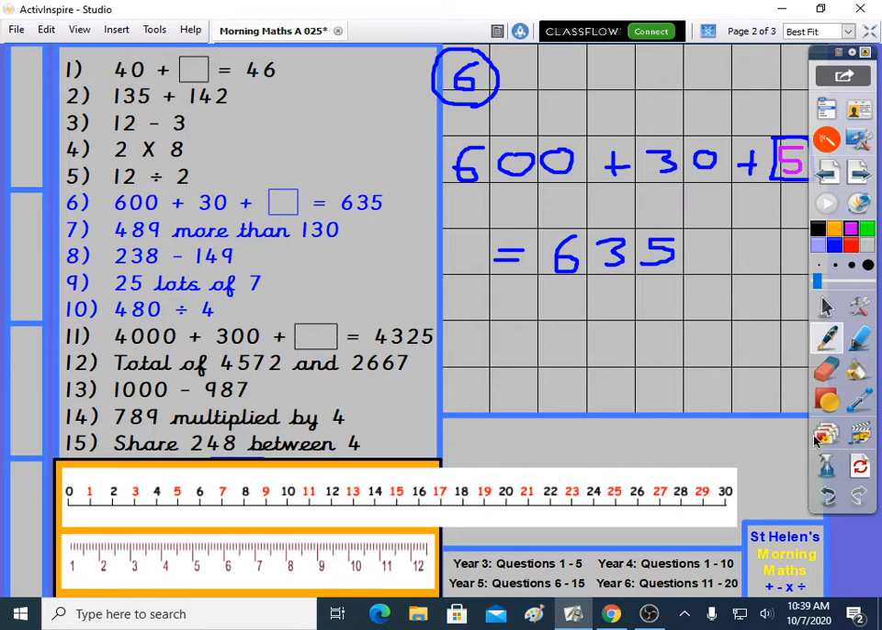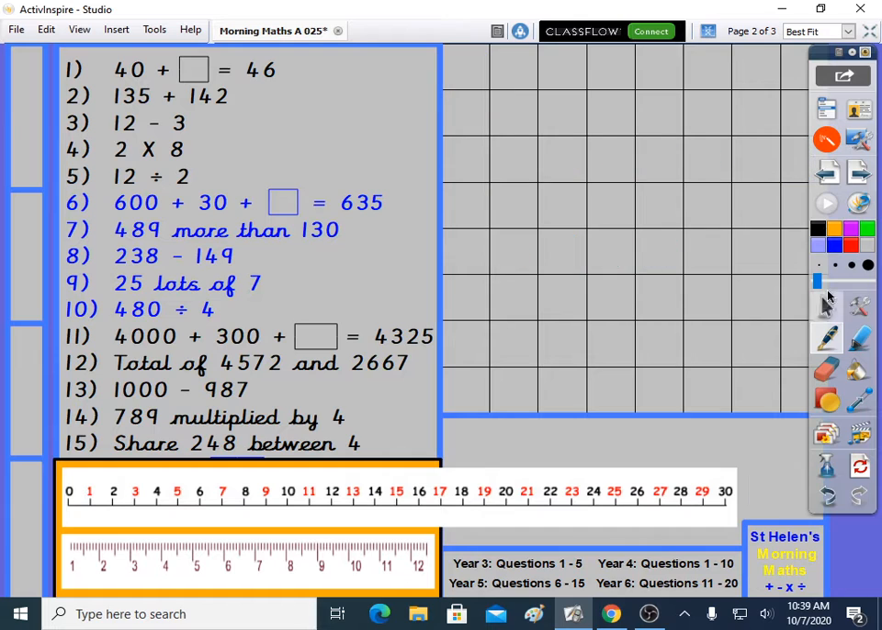Let's go on to question 7. The words are 'more than' again, which mean plus. 489 more than 130.